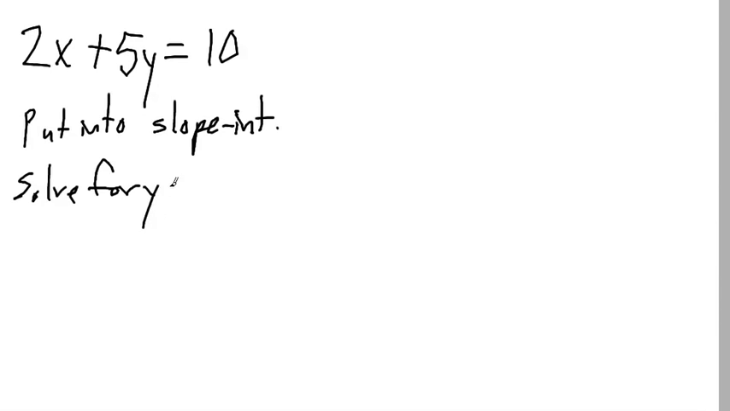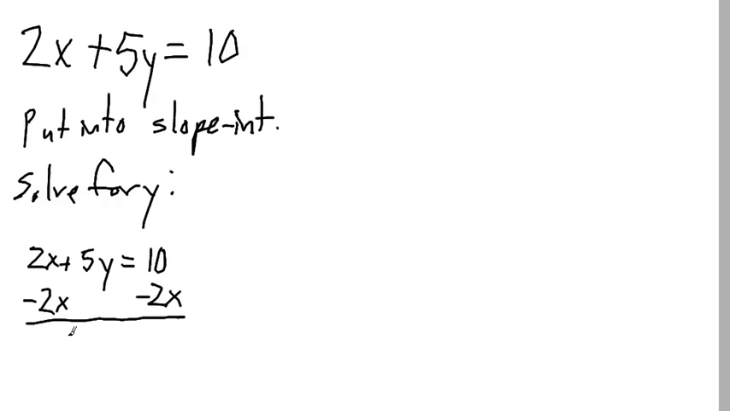Because slope-intercept form has y all by itself. So I've got 2x plus 5y is equal to 10. And the first thing I can do is bring x onto the other side by subtracting 2x from both sides, because I want y all by himself, or maybe y is female, herself. So I got 5y is equal to negative 2x plus 10.